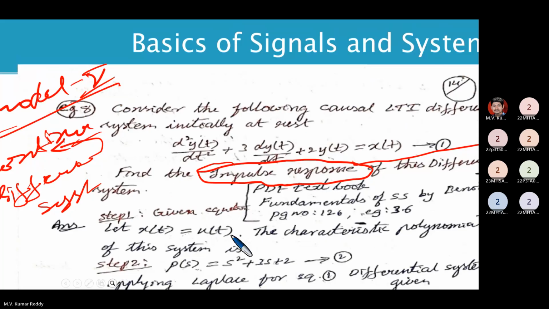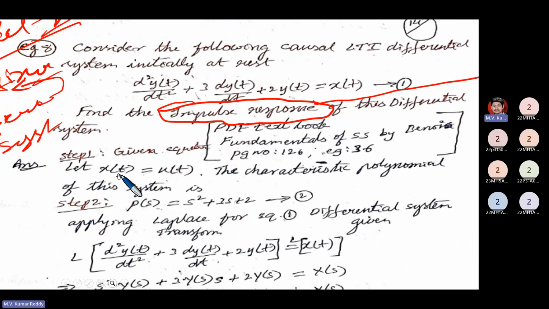Here, what is step 1? Let x of t is equal to u of t. What is u of t? Here u of t is called a step signal. This is very, very important.